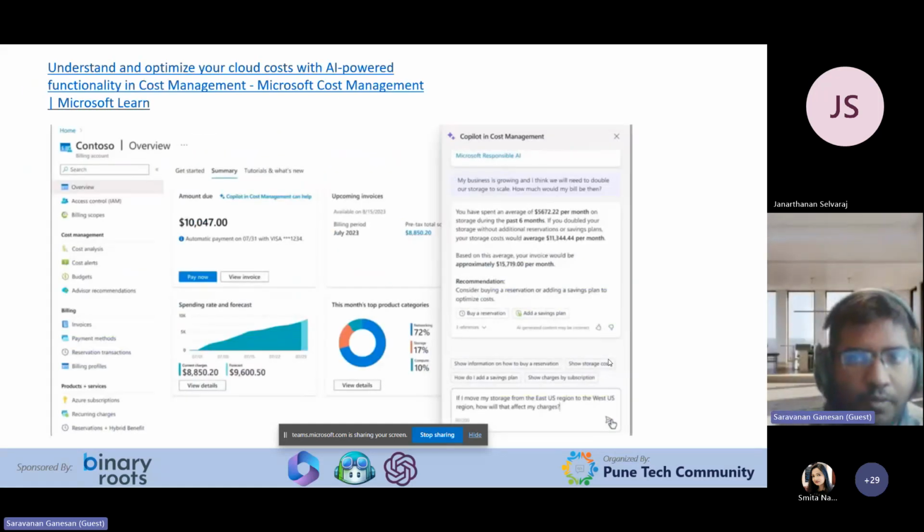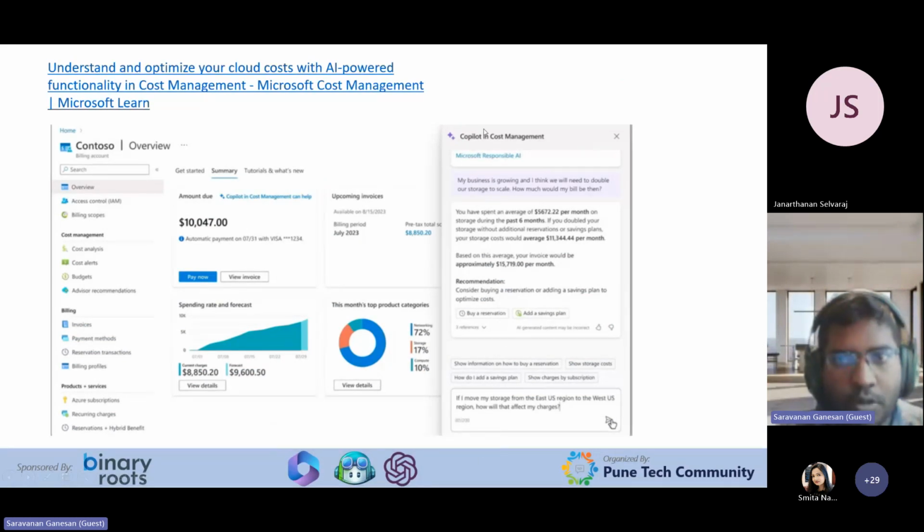So if I use Copilot in my cost management, it will look like this. See here, Microsoft is responsible AI. The prompt says: my business is growing and I think we'll need to double our storage to scale. How much would my bill be then?